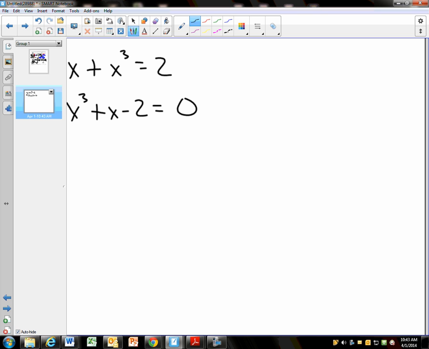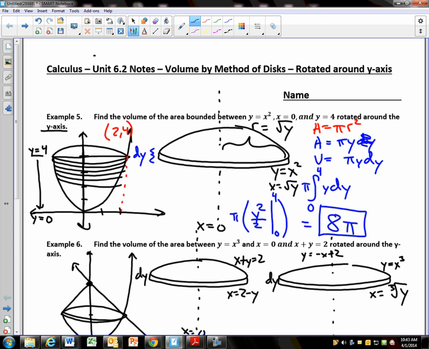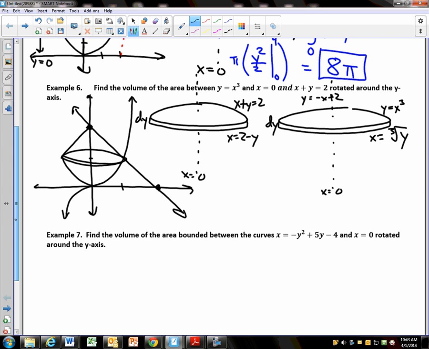So therefore, we can say that the intersection point here happens at 1, 1. This spot up here is 0, 2. And this spot down here is 0, 0. So let's set up our integral. I'm going to work with the top piece, namely the cone shape. What is the top part of my bound? 2 to 1. And we are going to integrate.